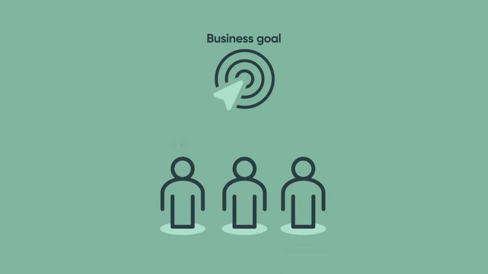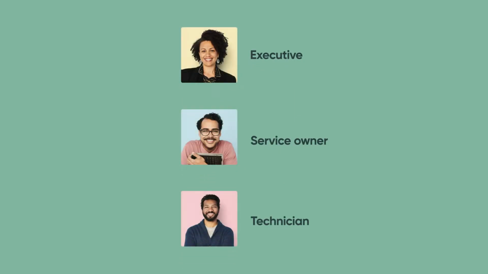Achieving a business goal takes actions by people at different levels in the company working together, like an executive, a service owner, and frontline workers. Let's look at an example.